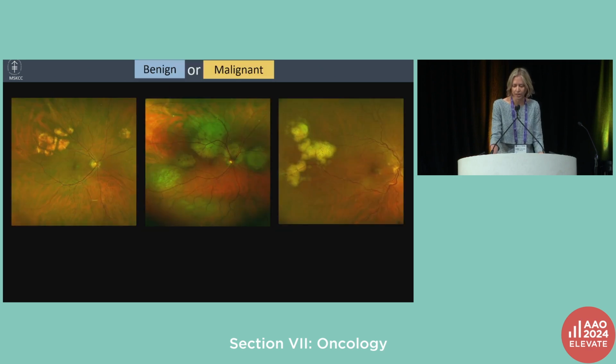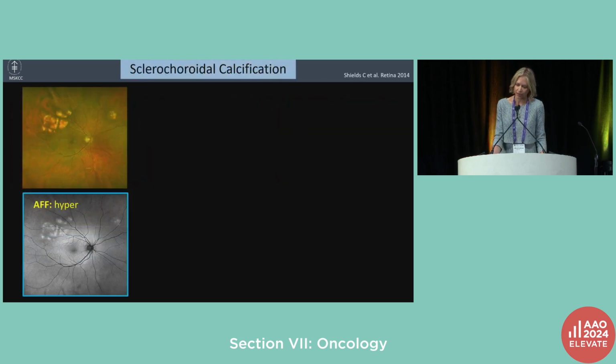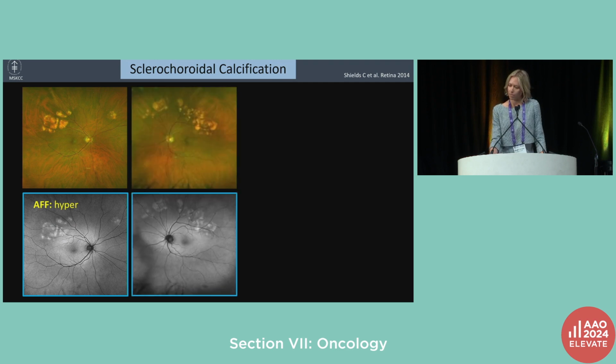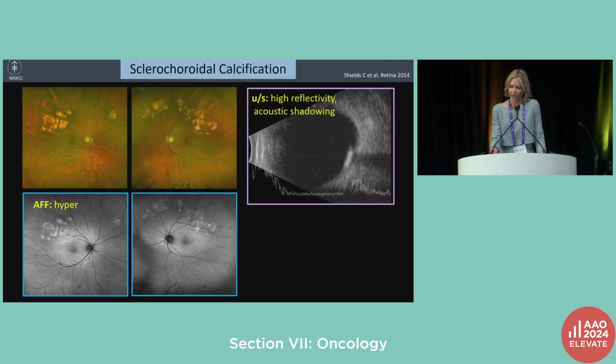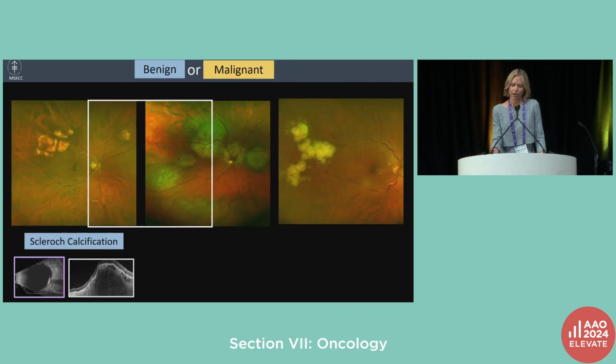What about these multifocal amelanotic lesions? First one here is a sclerochoroidal calcification. Let's find out why. So it is hyper on autofluorescence. It's a bilateral process. The ultrasound shows high reflectivity with acoustic shadowing. That's very characteristic. And we can see this rocky or orthogonal appearance on the OCT with compression of the choriocapillaris.